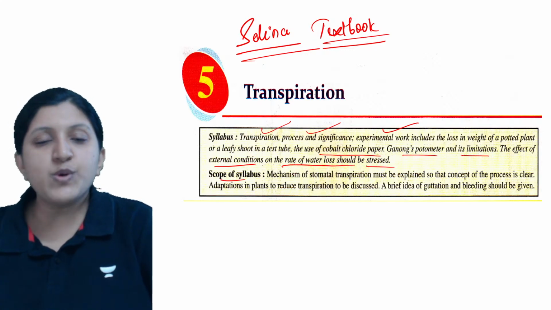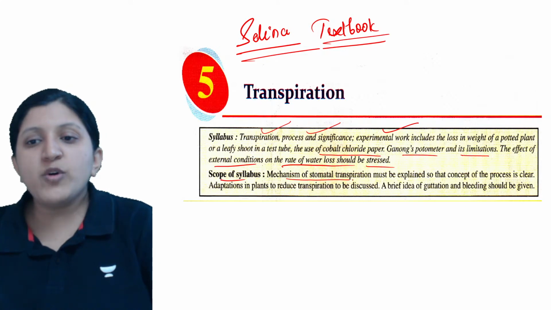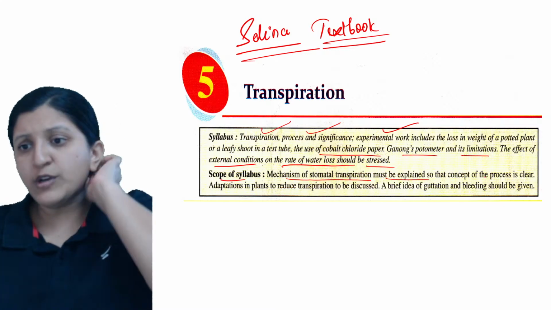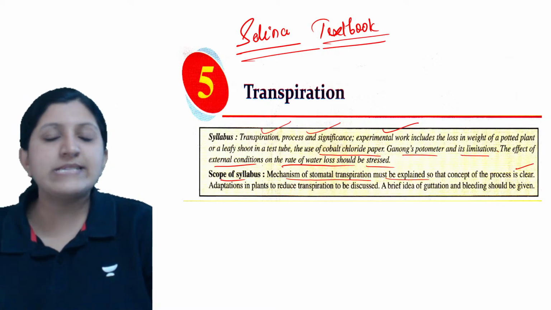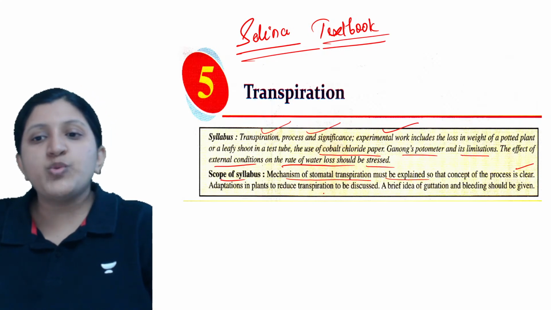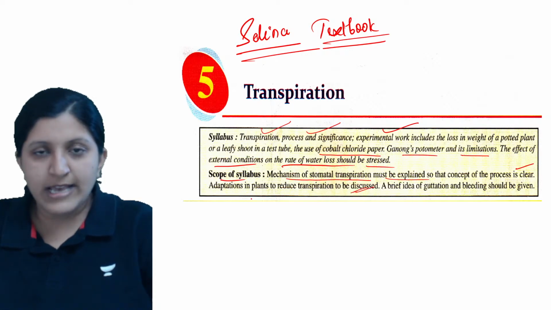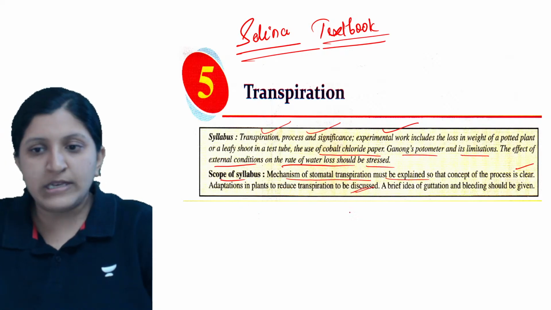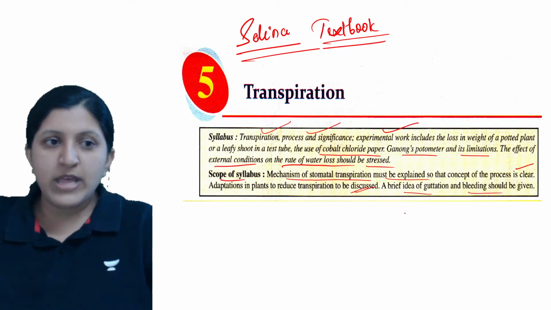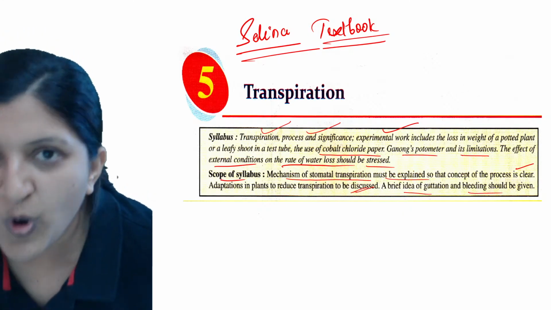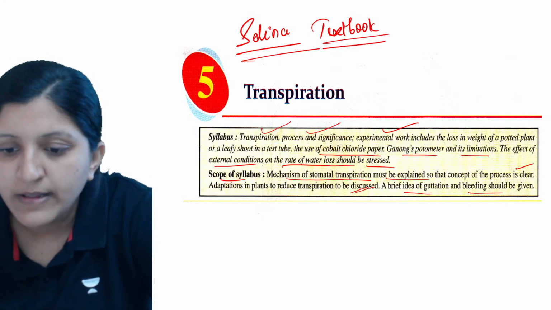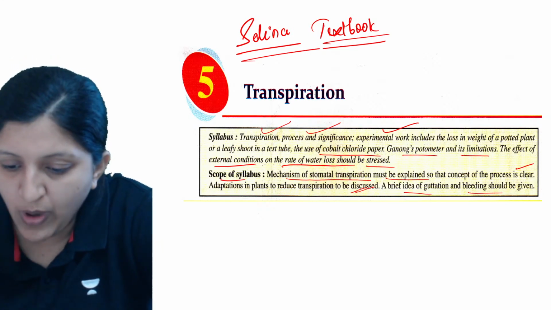Then under the scope of the syllabus, the mechanism of stomatal transpiration must be explained so that the concept of the process is clear. How exactly the water movement occurs should be seen. Adaptations in plants to reduce transpiration are to be discussed, like different factors and adaptations. A brief idea of guttation and bleeding should be given. There is a term called guttation, and there is a term called bleeding, so we'll be discussing that as well. All right, so just a second, do any of you have any doubt?